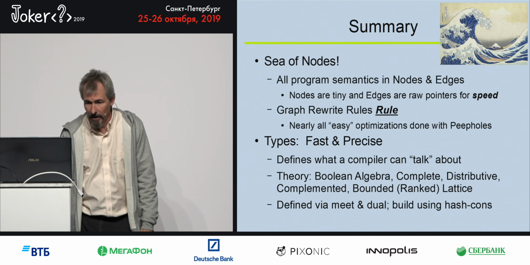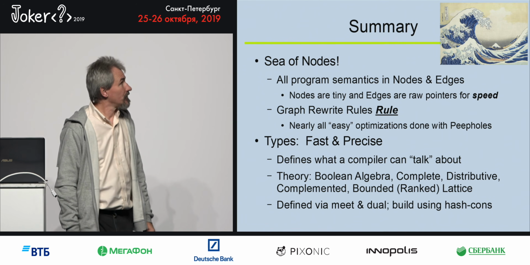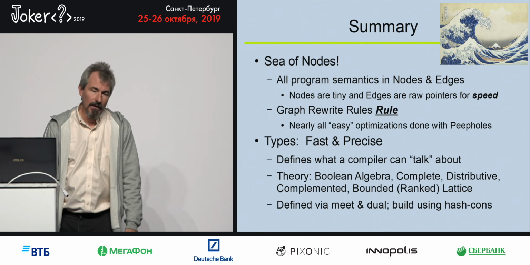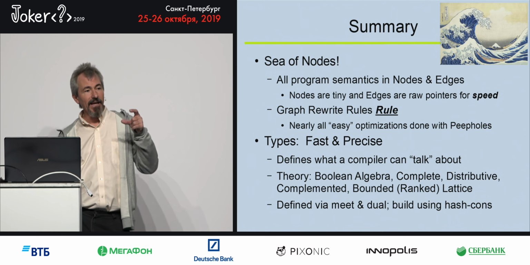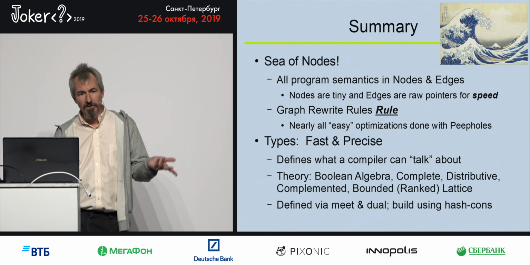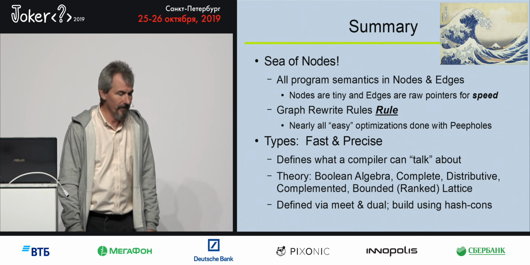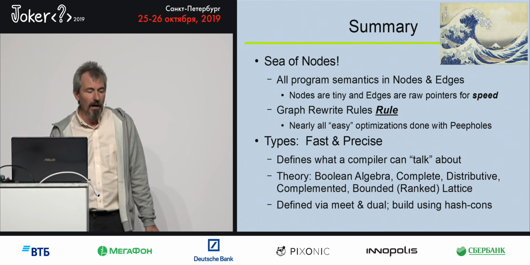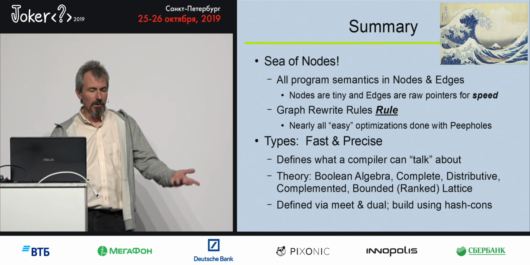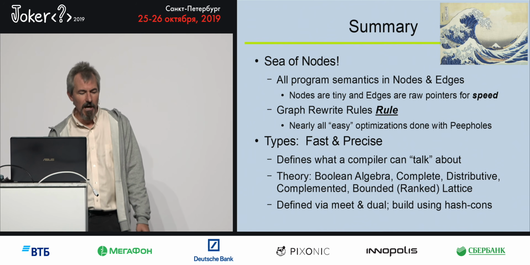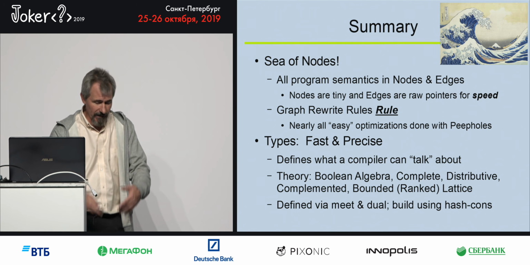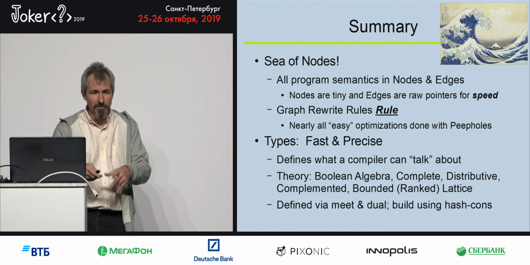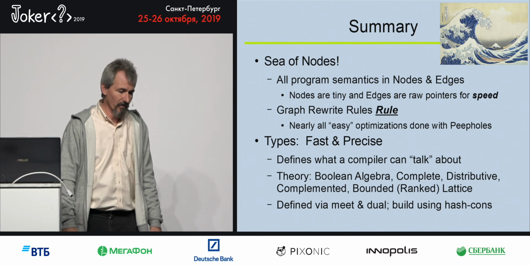So, I'm going to wrap it up. Sea of nodes. It's the IR in HotSpot. It's all program semantics with nodes and edges, where the nodes are tiny and the edges are raw pointers, done for speed purposes, compilation speed. On this graph IR, graph rewrite rules rule. Most of your optimizations come from peepholes, which are themselves sort of trivially, locally correct. I just look at the nearby neighbors and make a transformation based on them.